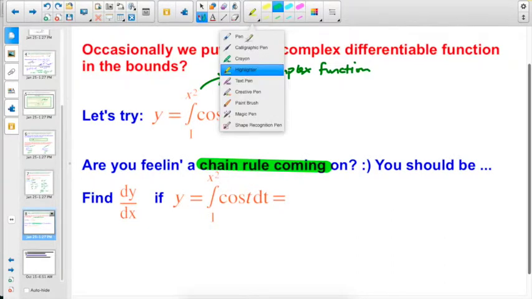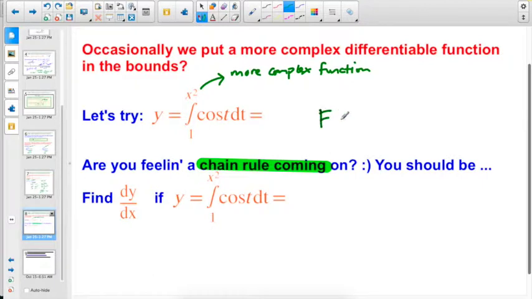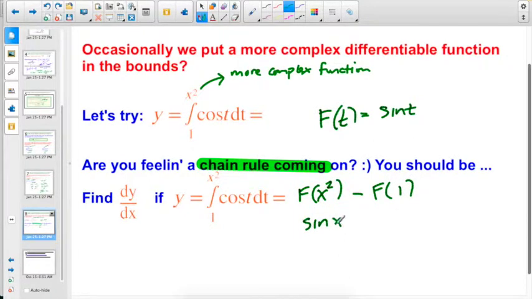So let's come up with the antiderivative here. The antiderivative of cosine of t is sine of t. And we'll just check that. When we take the derivative of sine, we should get cosine. So we know that we can evaluate this at x squared, and we can subtract the value of the antiderivative at 1. So this ends up being sine of x squared minus sine of 1 radian. Sine of 1 radian is a constant.